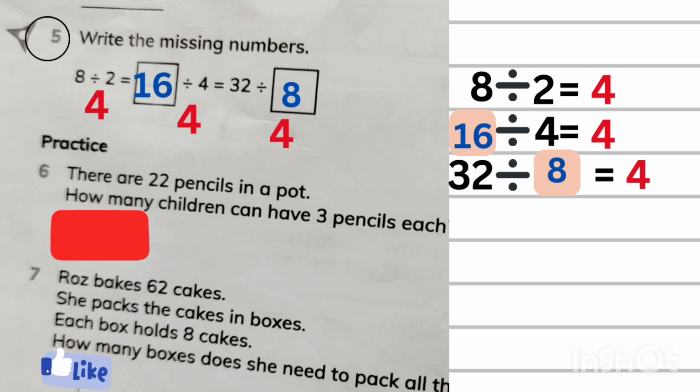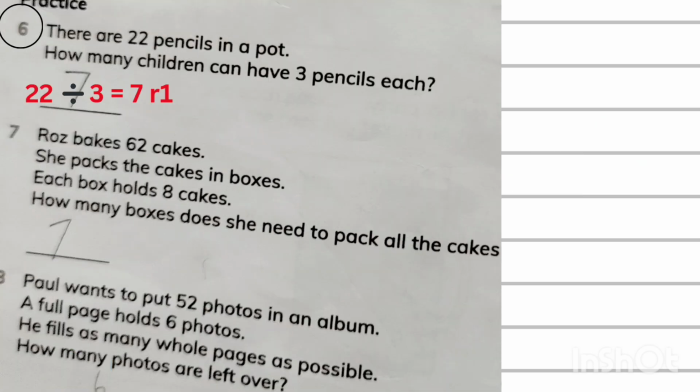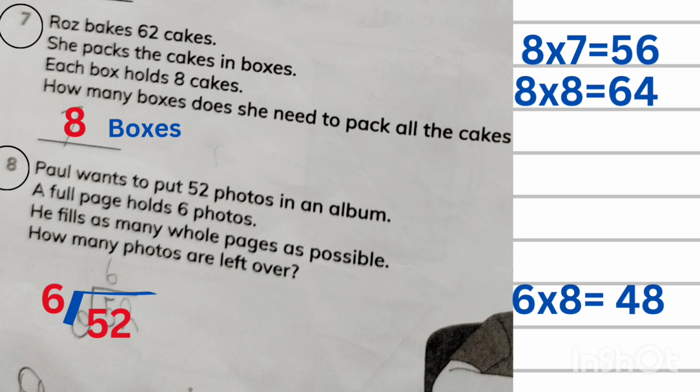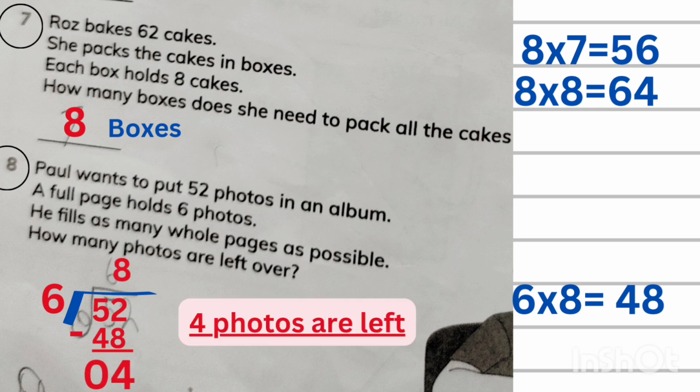And when you divide 22 pencils, there will be 7 children who get 3 pencils and you will have 1 pencil left. In the next question, Rose needs to pack 62 cakes, so she will take 8 boxes so that she can easily pack her 62 cakes in 8 boxes. Next question, Paul will have 8 full pages of photos and then she will be left with 4 photos in her hand.